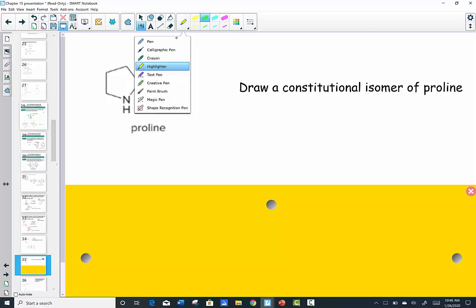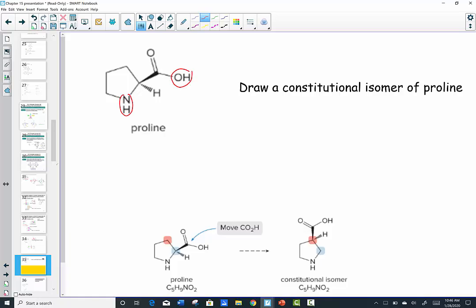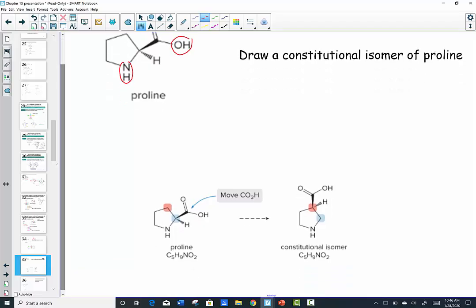Get some choices. Golly, I can move the location of the NH group in the cyclic ring. I can move the location of the OH. I mean, you have so many correct choices. Here's one idea. We can just take this COOH, and instead of having it on the carbon here, we can actually attach it to something on the ring. That's one example of many possible ways.